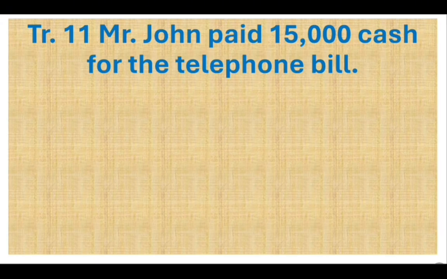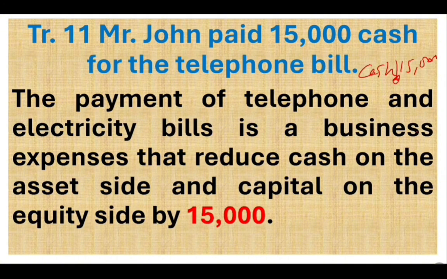So in transaction 11, we have Mr. John, or the owner, paid 50,000 cash for the telephone bill. So the payment of the telephone and the electricity bill is a business expense that reduces cash. Cash reduced, as I said, cash reduced by 50,000, and also we expect the capital to be reduced by the same amount.